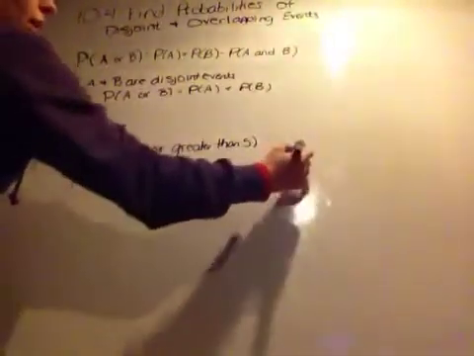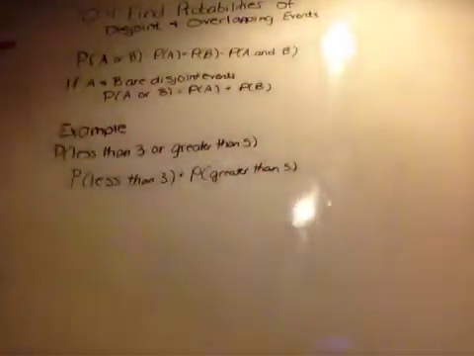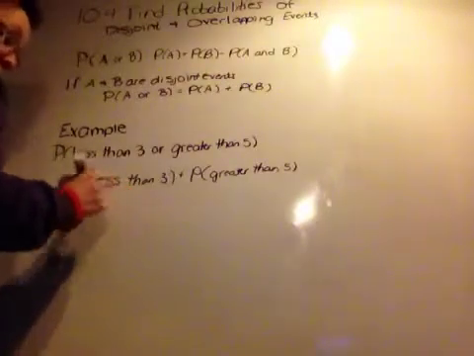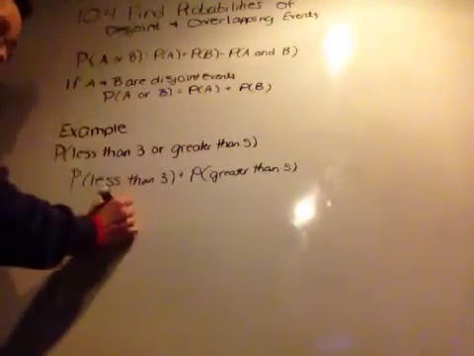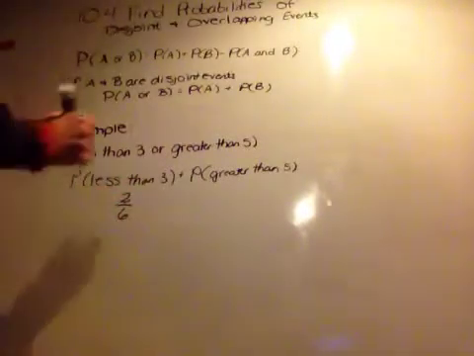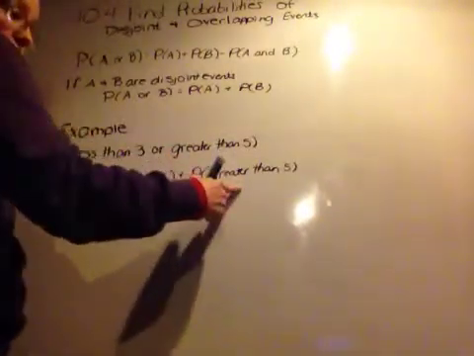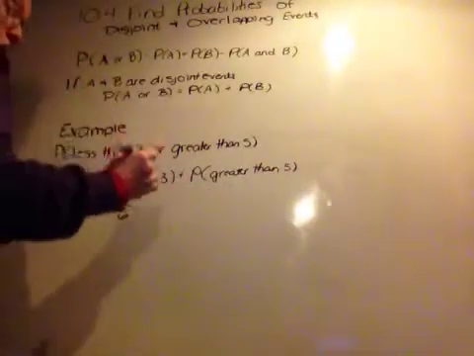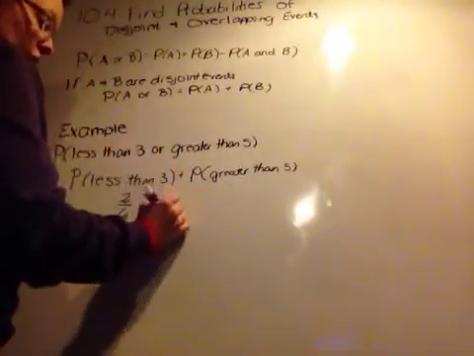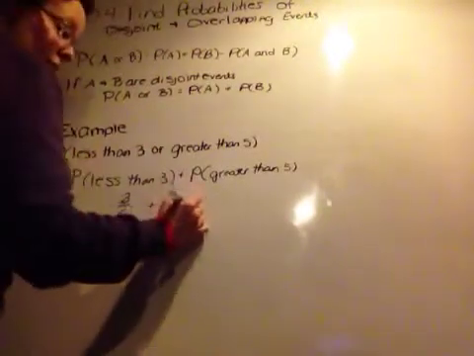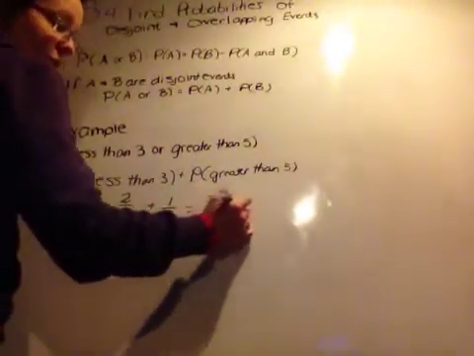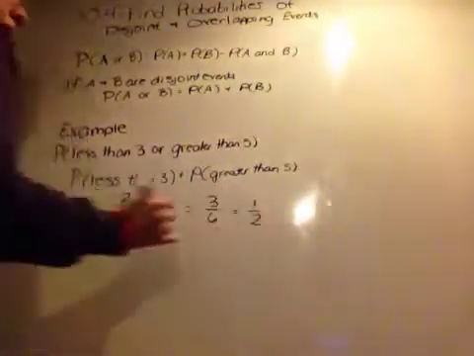If we roll a 6-sided number cube, or a die, less than 3 would be a 1 or a 2. So the probability of rolling a 1 or a 2 is 2 choices out of a total of 6. For a number greater than 5, 6 is the only number greater than 5, so we have one chance out of 6. 2/6 plus 1/6 is 3/6, and that reduces to 1/2.